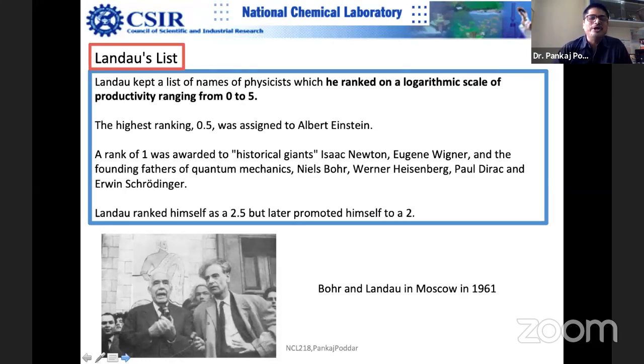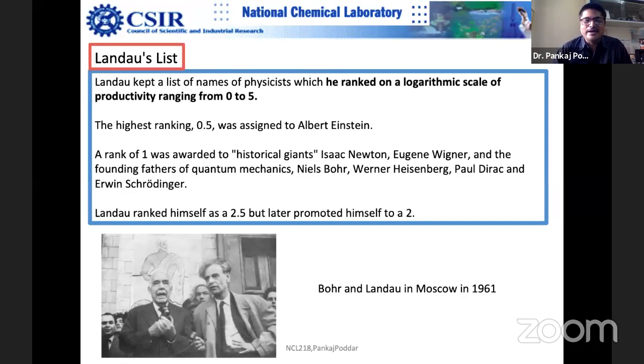So logarithmic scale means 0.1 to 0.5 to 1 is a big jump, and 1 to 2 is a big jump. There is a big gap; it's an order of magnitude difference from 1 to 2. And rank 1 was awarded to historical giants like Newton and Wigner, and quantum mechanics giants like Niels Bohr, Heisenberg, Dirac, Schrodinger. And he ranked himself on that scale at 2.5, and he later promoted himself to a scale of 2. And how he could do it, it basically puts a smile. So you can also draw this scale and rate all your friends.